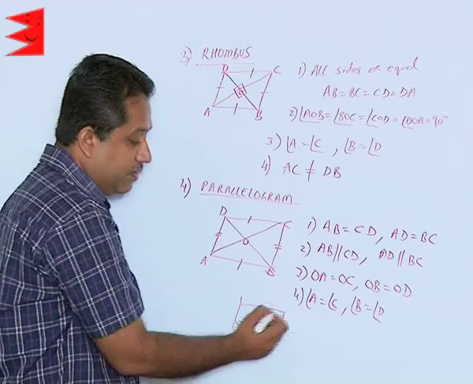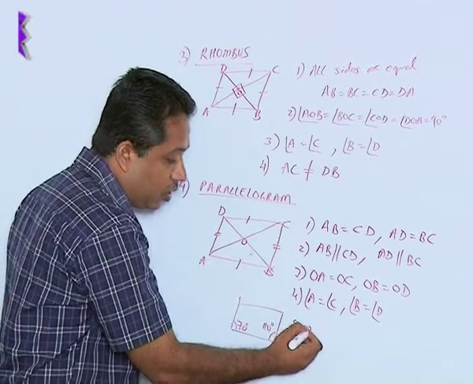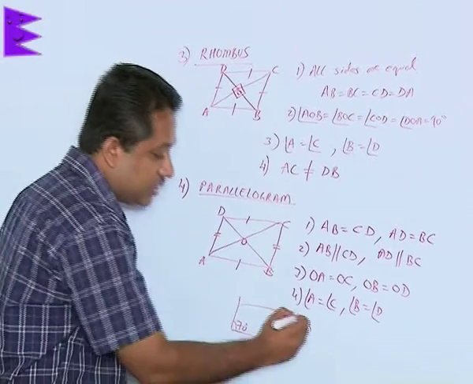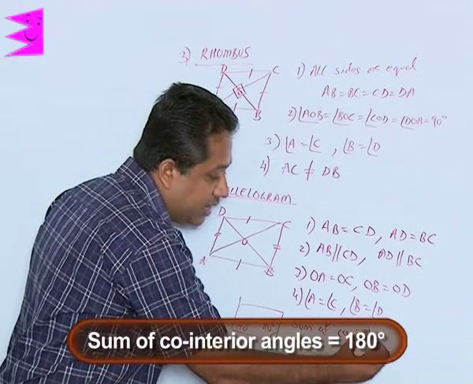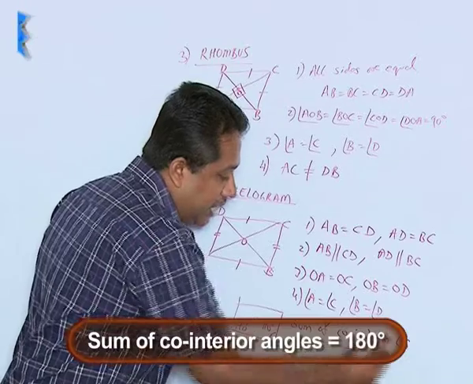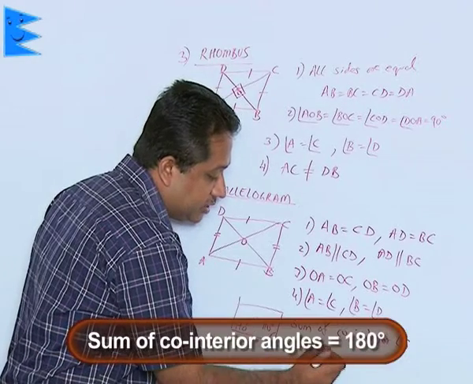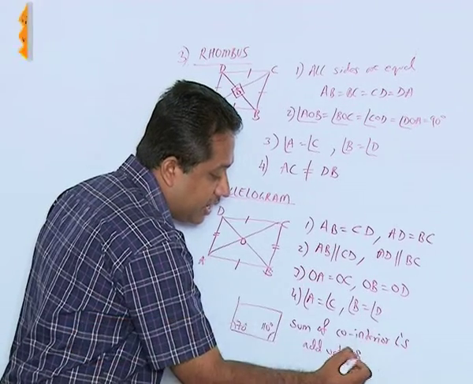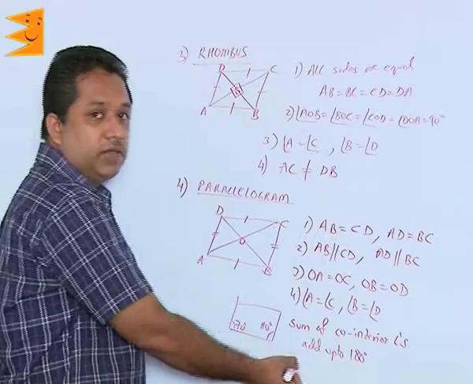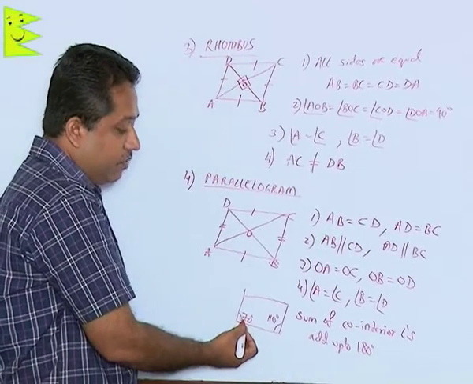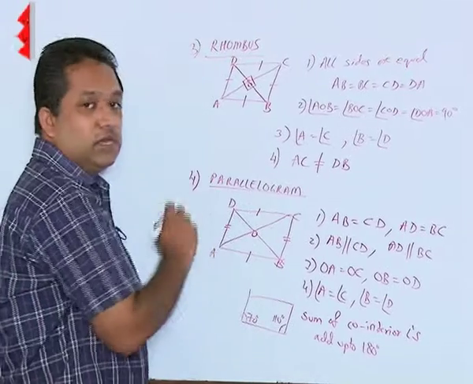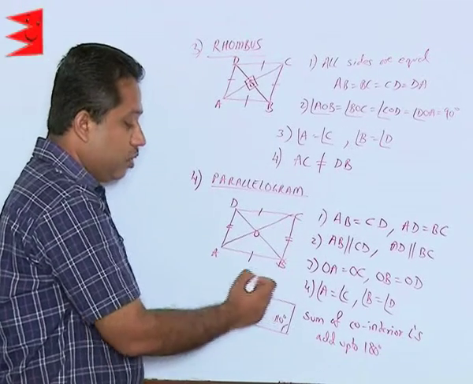So, we can have this property for all the four cases that we have discussed, that the sum of the co-interior angles adds up to 180 degrees, or we can say they are supplementary. Supplementary means they are adding up to 180 degrees. So, if one angle of a parallelogram or a rhombus is given, we can easily find out all the angles.